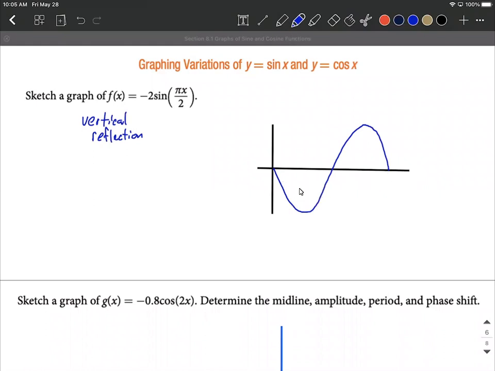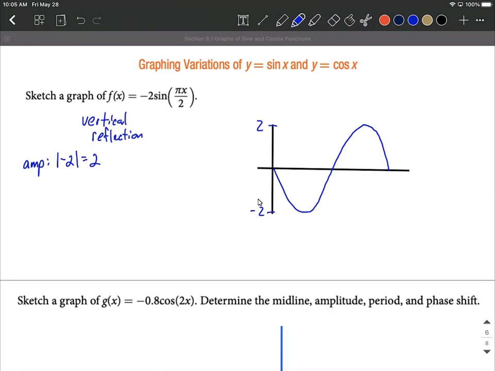Now we're going to be careful with our labels. So this -2, that also affects the amplitude. The amplitude is defined to be the absolute value of that number out in front. So in this case, the absolute value of -2 is just going to be 2. What that tells us is this is going to go up to 2 and down all the way to -2. So I'll label my y-axis to indicate that.